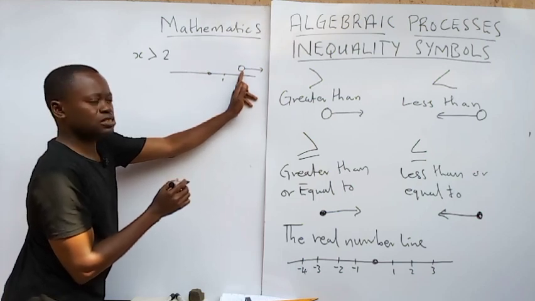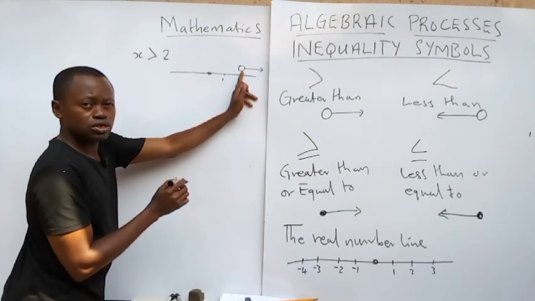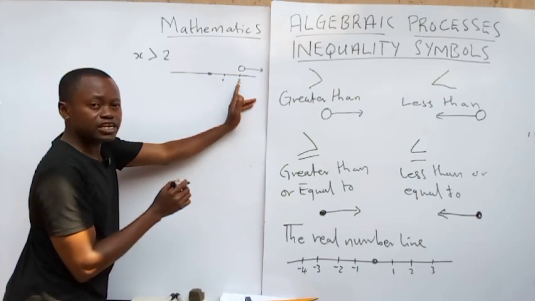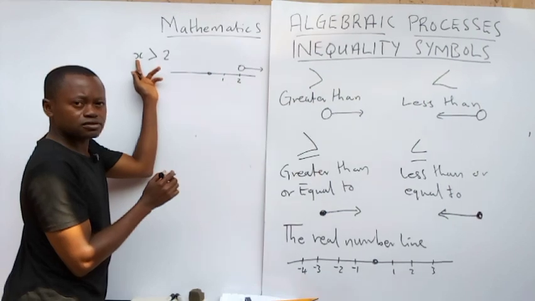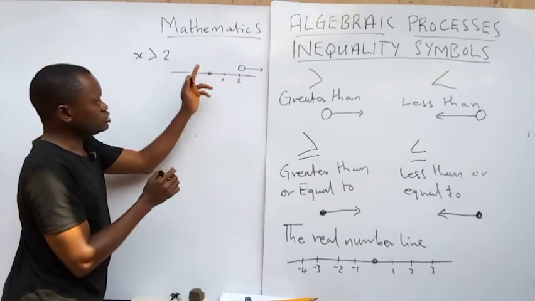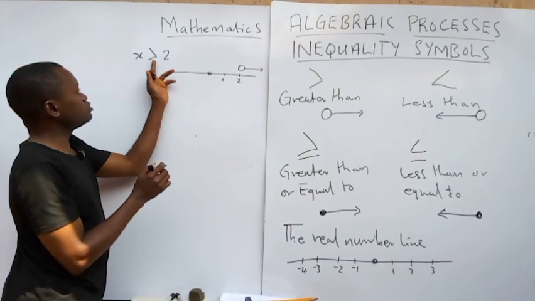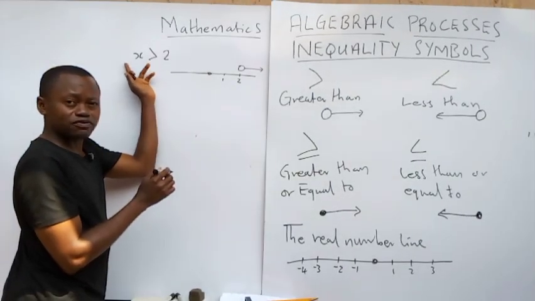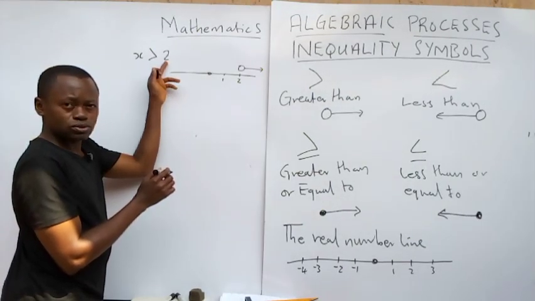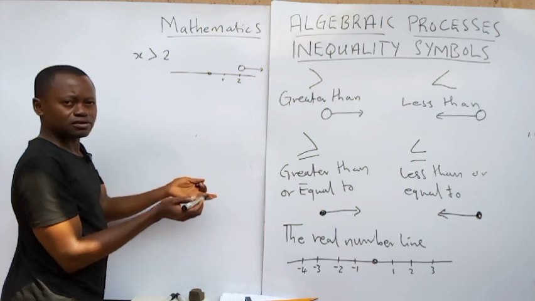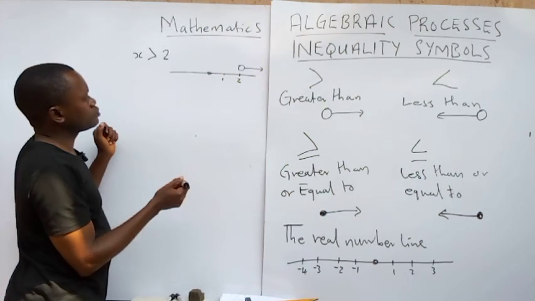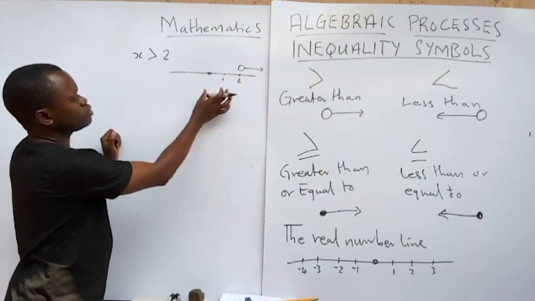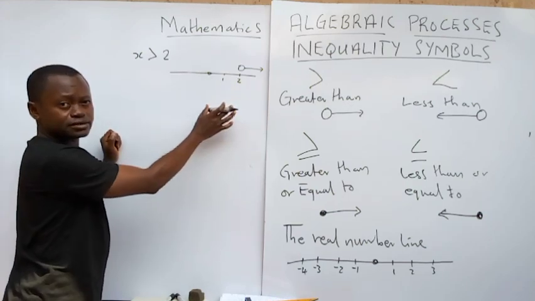Now, can you see that the base of this arrow is open? The implication is that this 2 you are seeing here is not included in the solution set of x. I'm sure that is taken. This 2 is not included because the meaning of this is that the range of values of x is bigger than 2. Then 2 is not inclusive in that set. I'm sure that is very, very clear. So we can represent it on the number line like this.